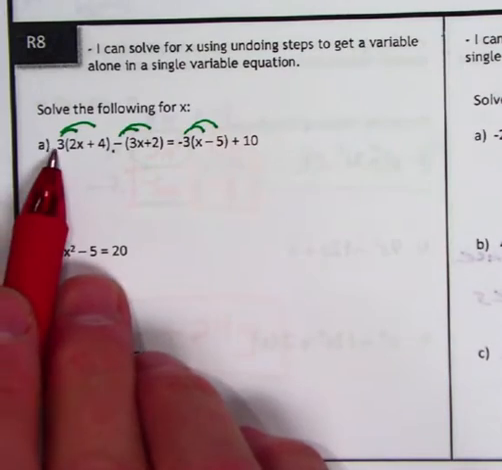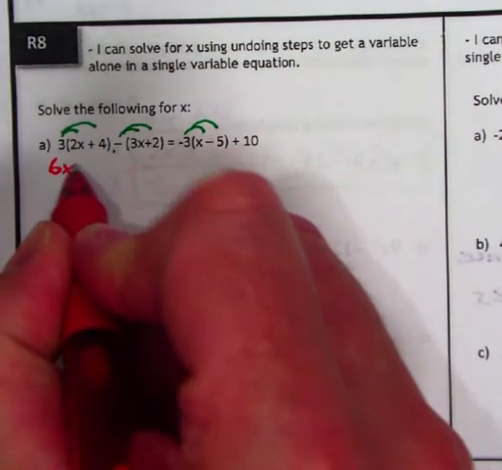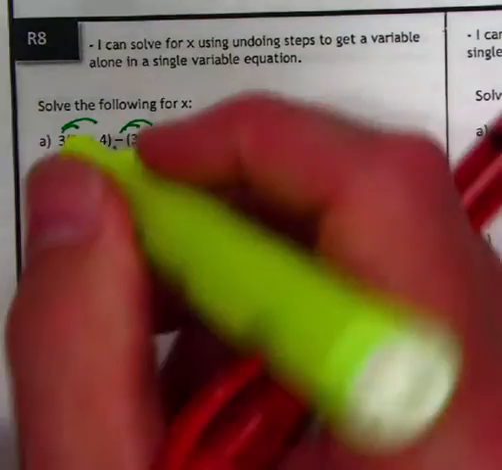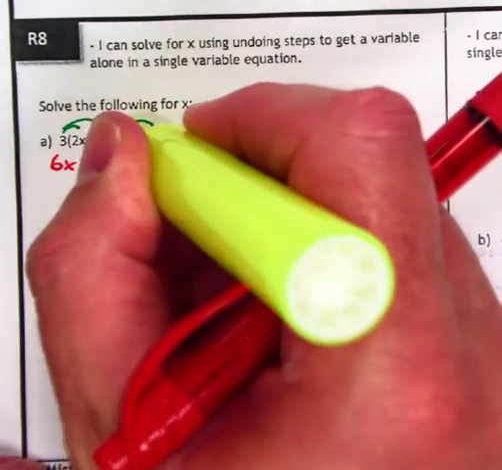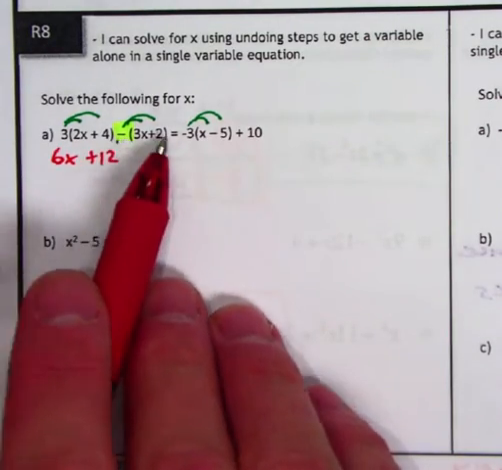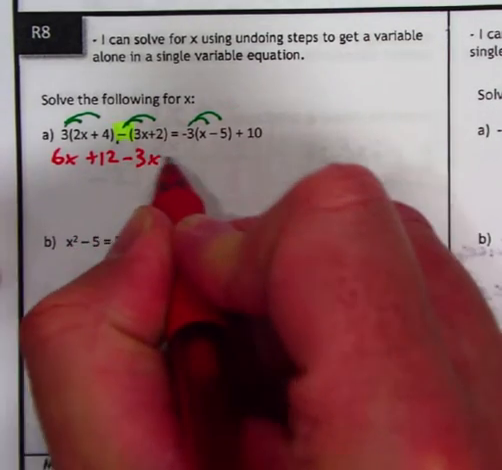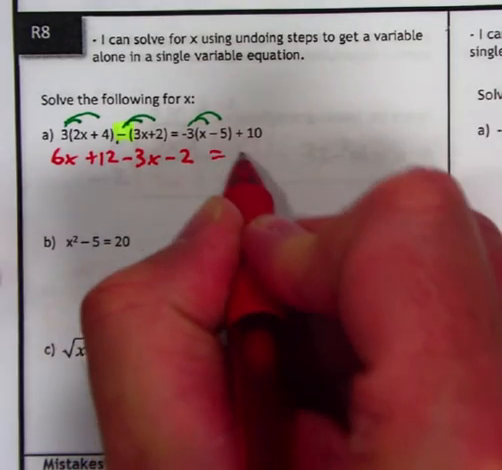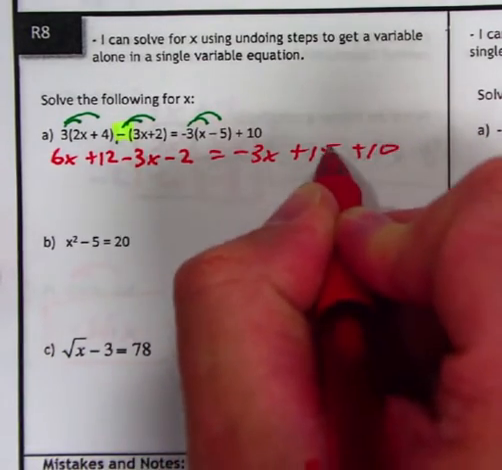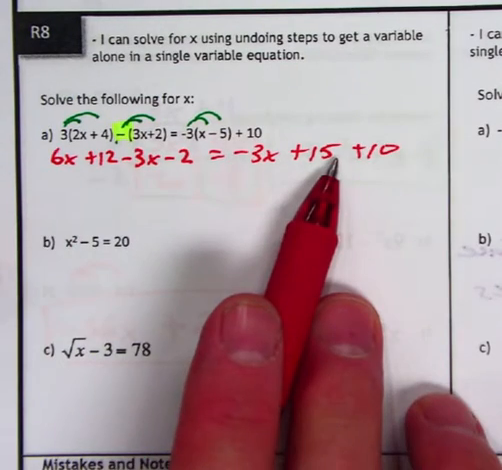So as I mentioned, you're going to give the 3 to both of these. That's going to be 6x plus 12. This is a tricky spot right here. Alert, alarm. This right here, that negative, trips people up. Watch out for that. You've got to give it to both parts. So then it would be -3x minus 2 equals -3x plus 15, and then that random plus 10 on the end. That's the correct first line of work.